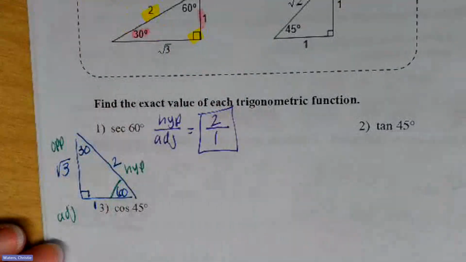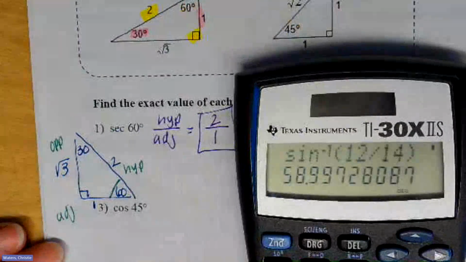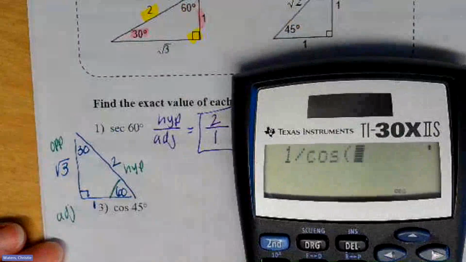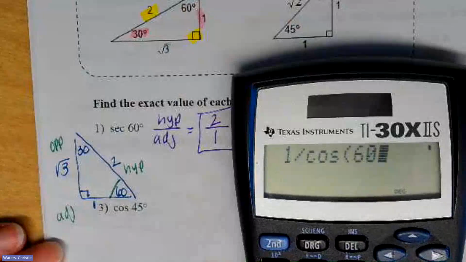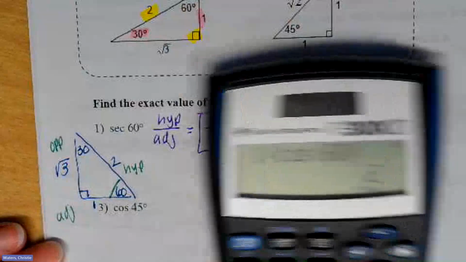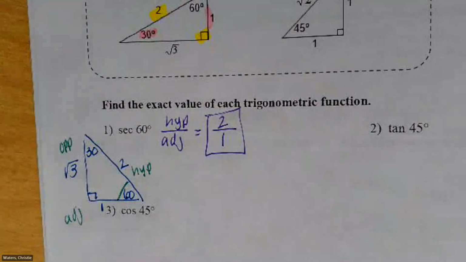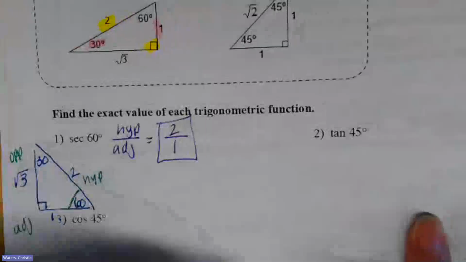You could always check your answers on these two. This is what we did a couple lessons ago. So if I do 1 divided by cosine of 60, if I did it right, I should get 2. And I did. All right. Let's try the tangent problem. So we've got tangent of 45 degrees.